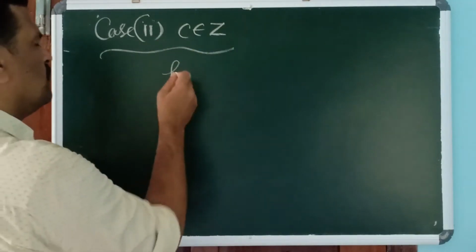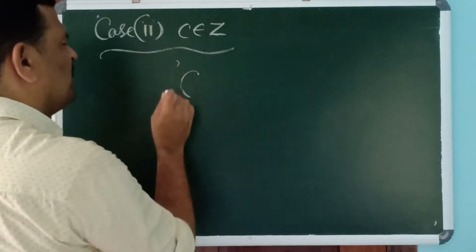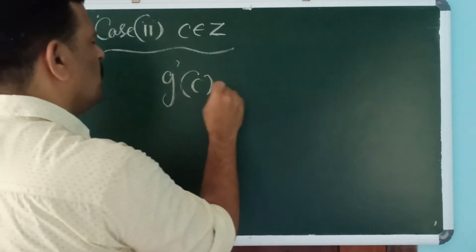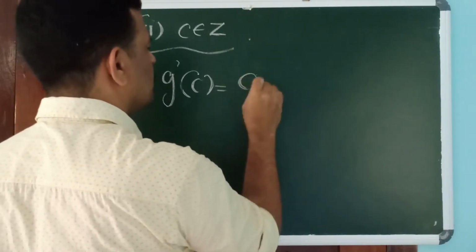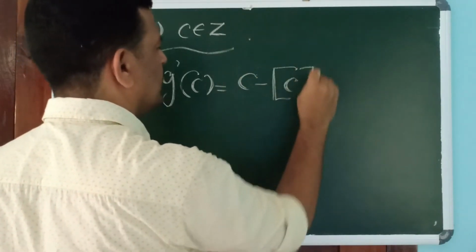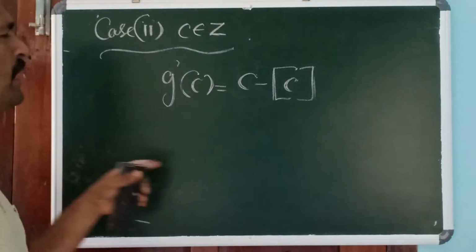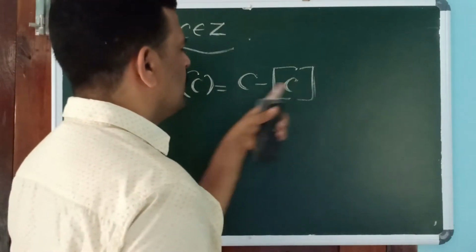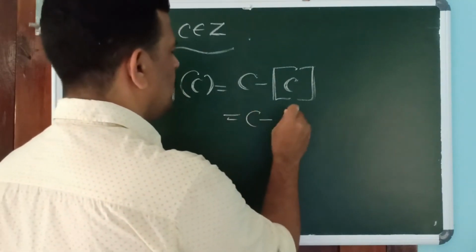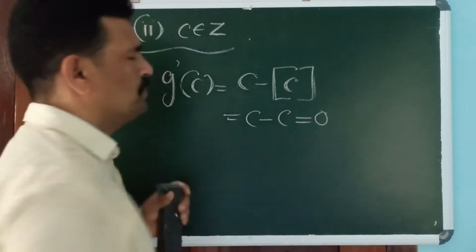First of all, I am finding g of C. That is equal to C minus greatest integer function C. നമുക്കറിയാം ഒരു ഇന്റിജറിന്റെ ഗ്രേറ്റസ്റ്റ് ഇന്റിജർ ഫംഗ്ഷൻ വാല്യൂ കണ്ടാൽ ആ നമ്പർ തന്നെ കിട്ടും. That is C minus C, we get 0.